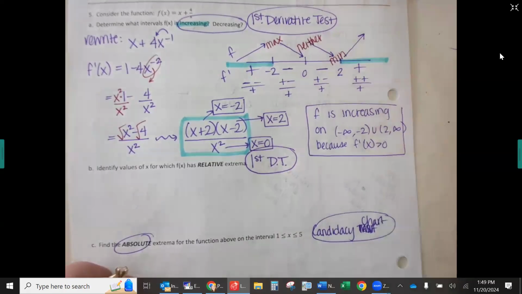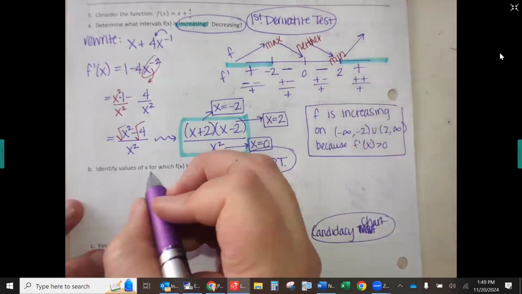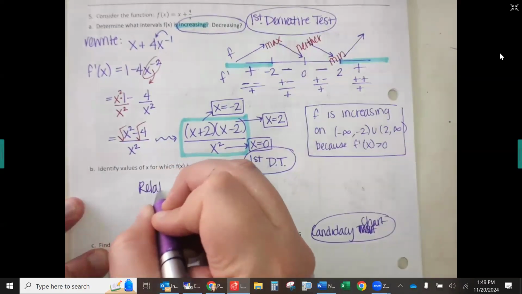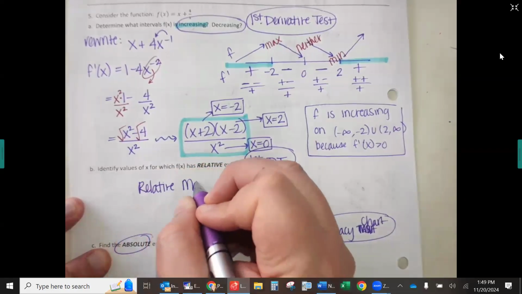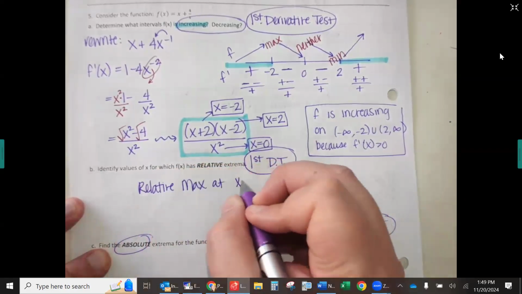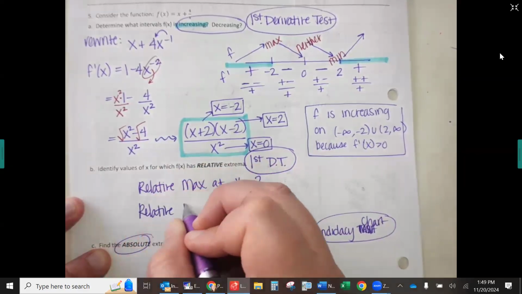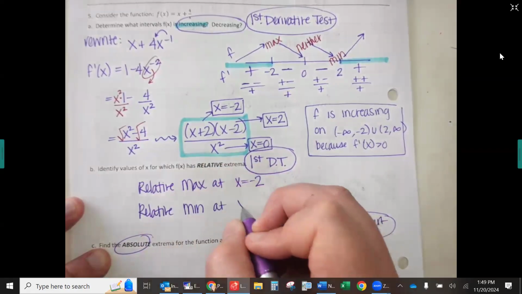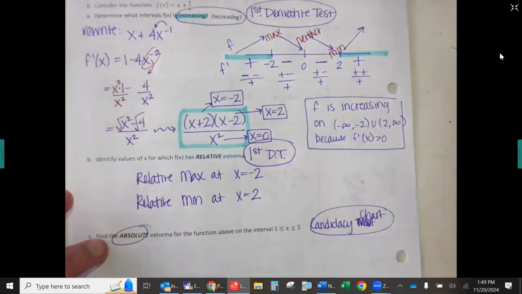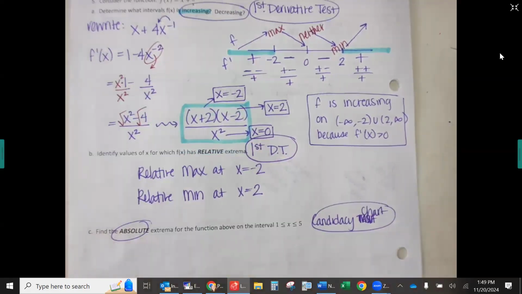Minimum. Very good. So we would say our graph has a relative max at x equals -2 and a relative min at x equals 2. Now, because 0 is a neither, you wouldn't have to list that. Extrema really only refers to mins and maxes. All right, last question in part C. I want the absolute extrema.